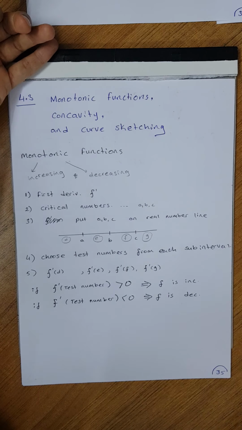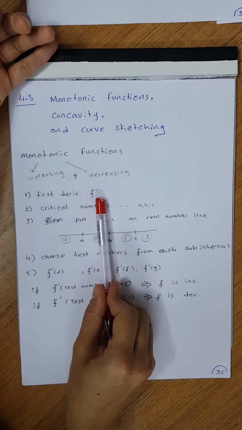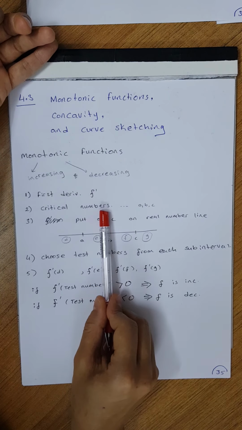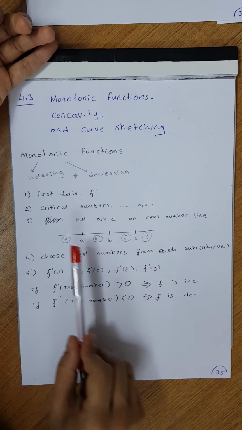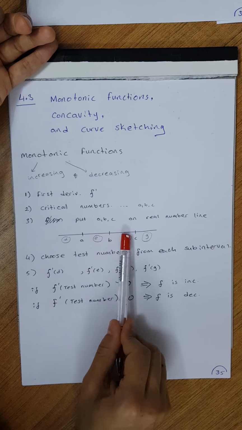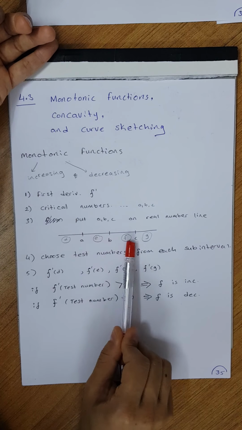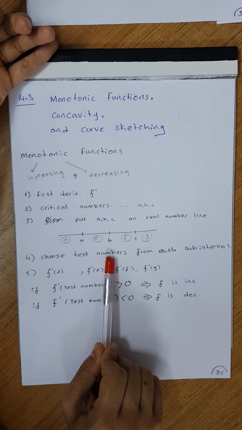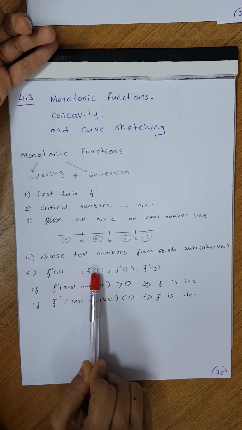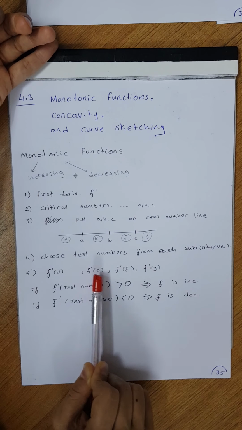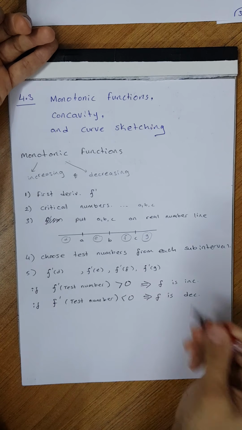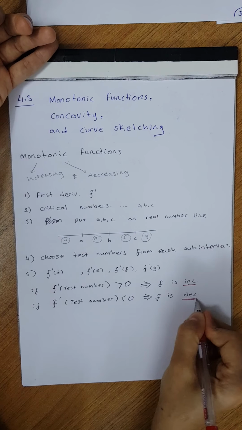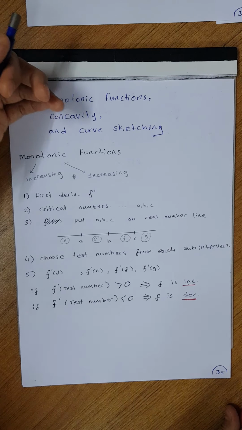So what do I have? I'm finding the first derivative of the function. I'm finding critical numbers. I'm putting those critical numbers on the real number line. Then I will have intervals. From each interval, I'm choosing a test number. Then I'm putting the test numbers in the first derivative of the function. If the first derivative is greater than 0, then it is increasing. If it is less than 0, then it is decreasing.